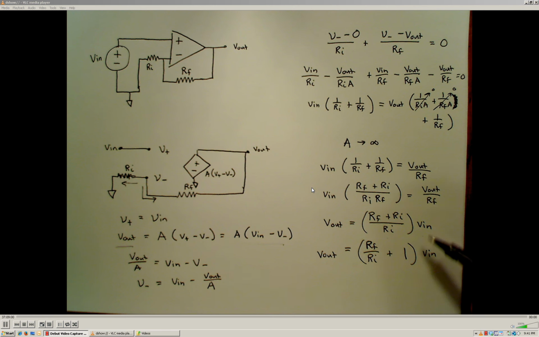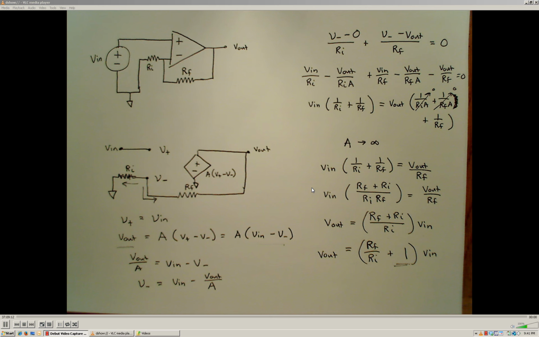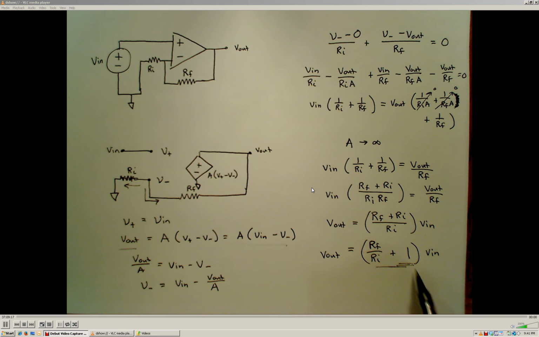Now the only drawback with this is that the gain, or the multiplicative factor, is always going to have to be greater than 1 here. Because of this plus 1 term here, it's going to depend upon the relationship between the feedback resistor and the input resistor. But the magnitude is always going to be some value greater than 1. So we cannot get a reduction in the input using the non-inverting input like we can with the inverting input.